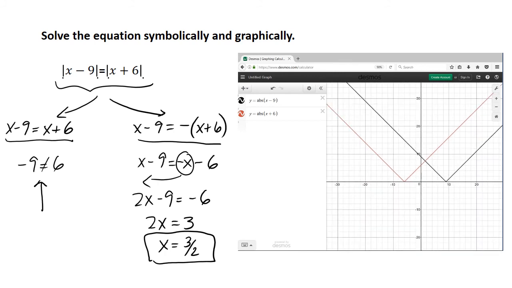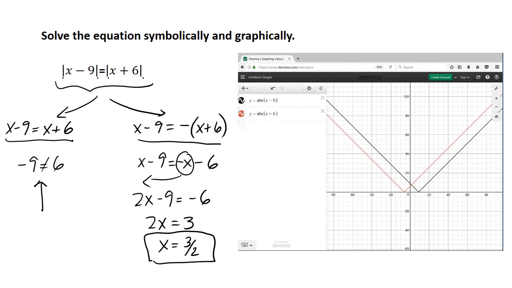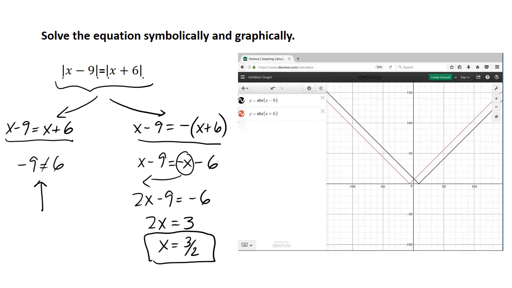So that matches. And if you keep looking, no matter how far you zoom out, what you see is that the edges of these graphs are always parallel to each other. So you aren't going to have these V's cross in any other place except for this one spot down here, right there at 1.5, 7.5. So the only solution to this equation, the absolute value of x minus 9 equals the absolute value of x plus 6, is 3/2 or 1.5.